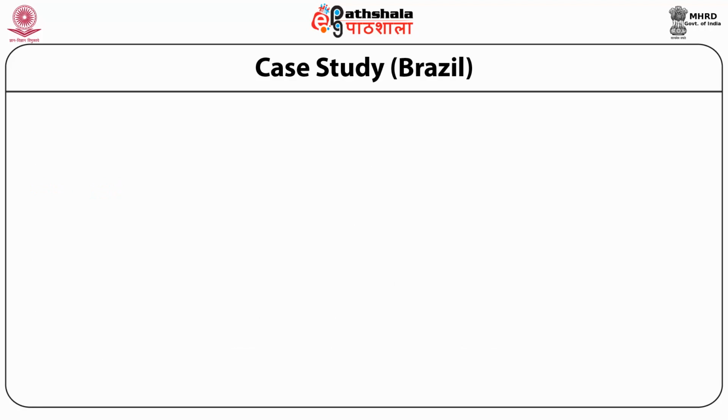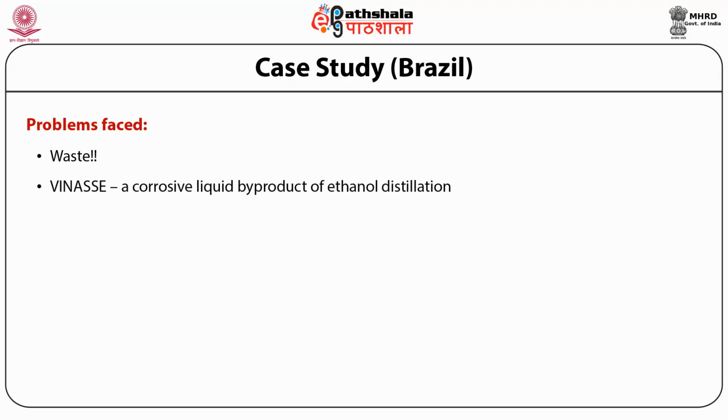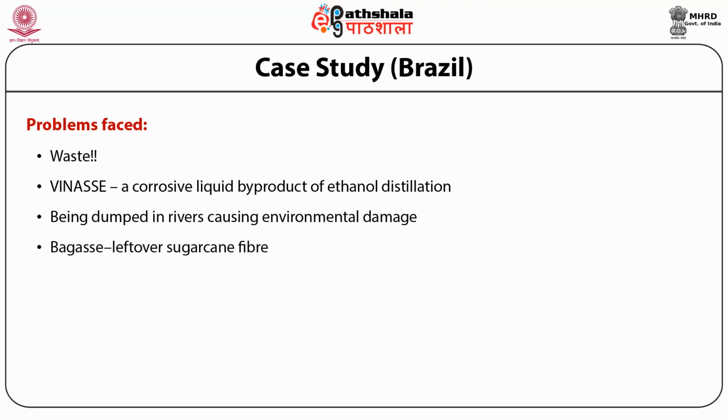But during this process of ethanol production, they also faced some problems. The first and major problem was waste generation. Vinasse is a waste, a corrosive liquid byproduct of ethanol distilleries. Being dumped in the rivers, this waste causes environmental damage. Bagasse, the leftover sugarcane fibers, was a major concern for the distilleries and plants.